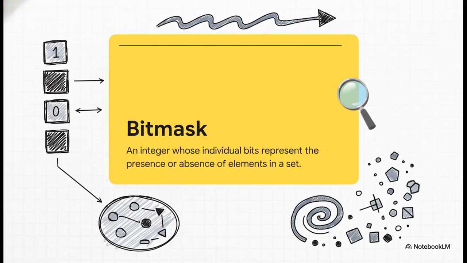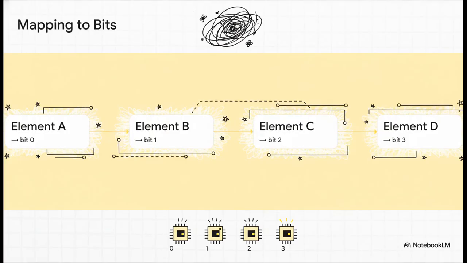So what in the world is a bitmask? Well, it's just a number, an integer. But the magic is how we think about it. Imagine it's a row of light switches. Each individual bit, each 1 or 0, is a switch that tells us if a specific item is in our set or not. A 1 means the switch is on, the item is there. A 0 means the switch is off, the item's not there. Simple as that.